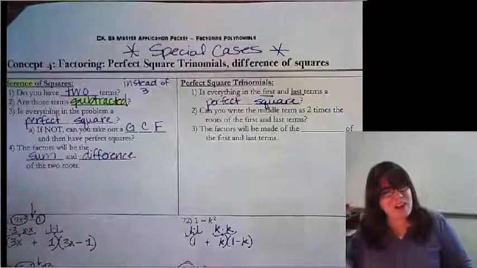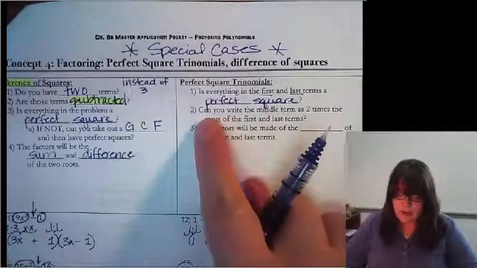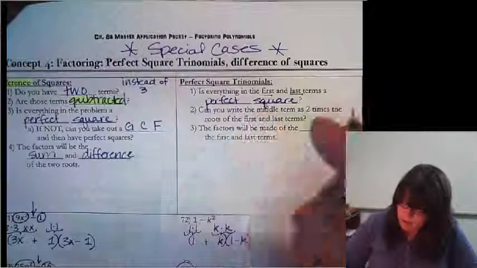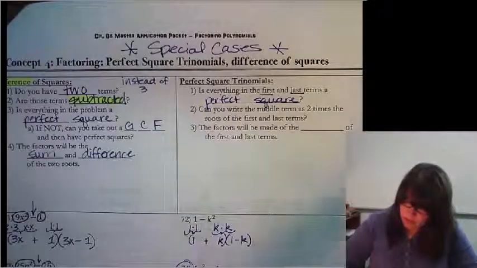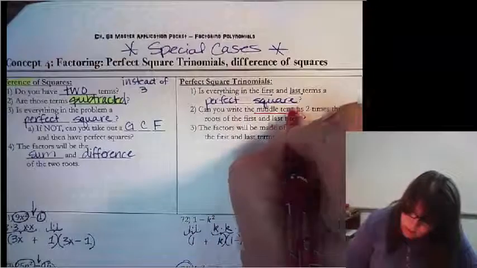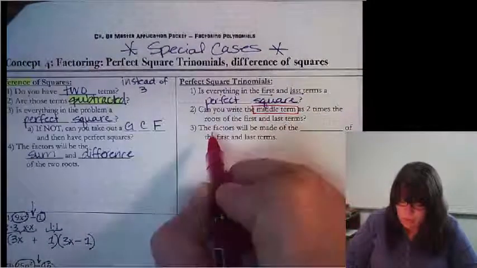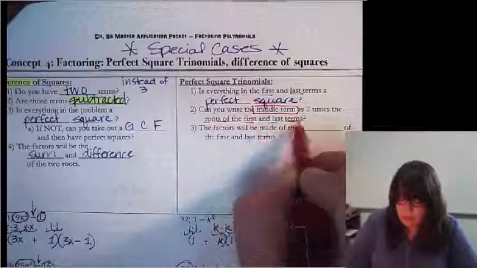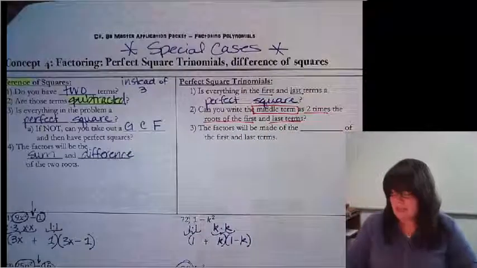Is it a perfect square? Look at that first. Then I want you to ask yourself, can I write the middle term? We'll do the middle term in red. Middle term. Can I do the middle term as 2 times the root of the first and the root of the last? So 2 times the root of the first and the root of the last. And you'll see what that looks like in just a minute.